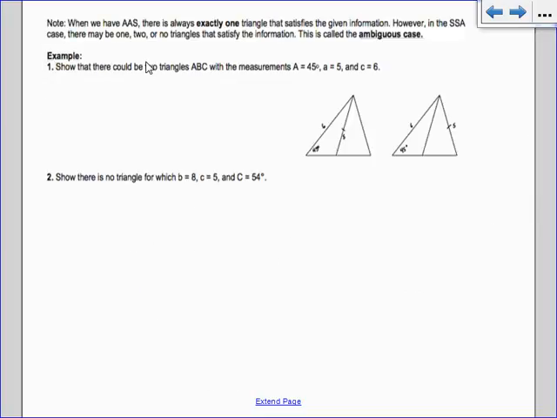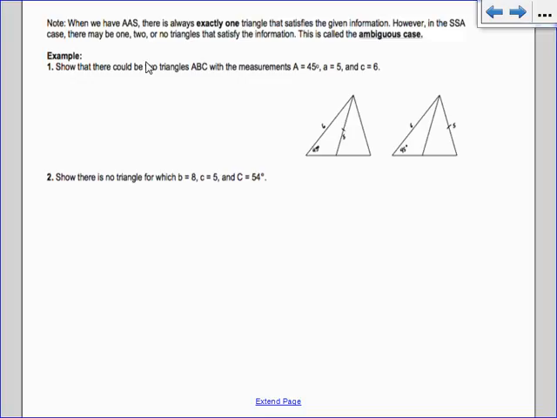The next one says, note when we have angle, angle, side, there's exactly one triangle that satisfies the given information. That's like the last one. It was no big deal, got it right away. However, in the side, side, angle case, or if you spell it backwards, the one that spells the bad words, there may be 1, 2, or no triangles that satisfy the information. If you remember, we called this the ambiguous case.